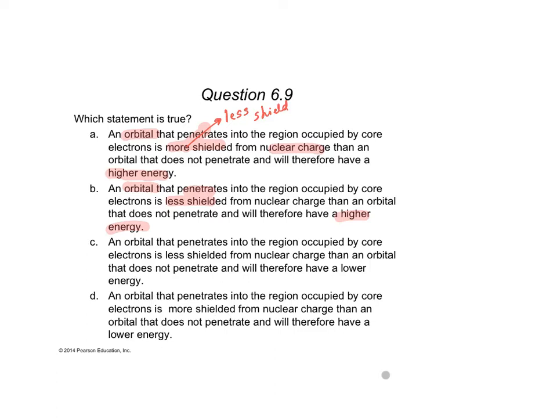An orbital that penetrates into a region occupied by core electrons is less shielded from nuclear charge than an orbital that does not, and therefore has a lower energy. So that sounds about right to me. On this last one, an orbital that penetrates into a region occupied by core electrons is more shielded. No, and it will have lower energy, but it's not because it's more shielded. So the correct answer here is C.